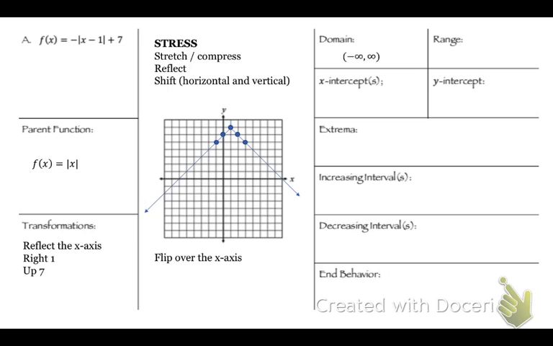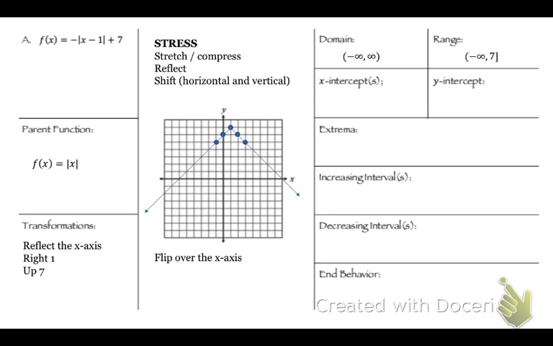Okay, the domain here is negative infinity to positive infinity. The range is negative infinity to 7 because domain is left to right, range is bottom to top. The highest number we hit here is 7, and there's a bracket at 7 because it is a point.